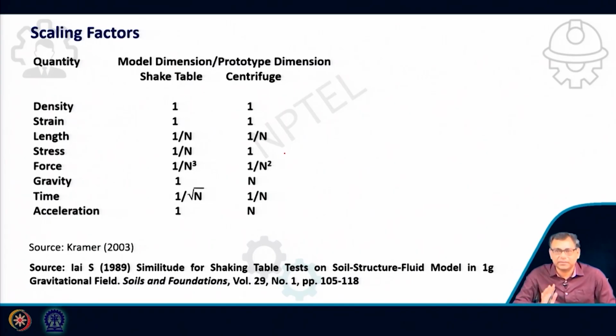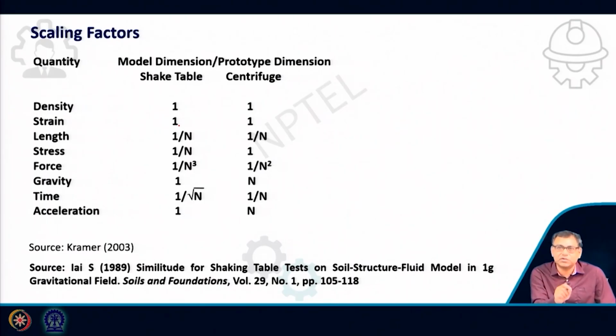N is the scale factor. Now, if I consider my density and the strain are the same for prototype and the model, so now your density and strain level can be different also. Those things you will get in this paper, you just read it. But here I am considering the same density in the soil in the prototype and the model, and the strain level is also the same.